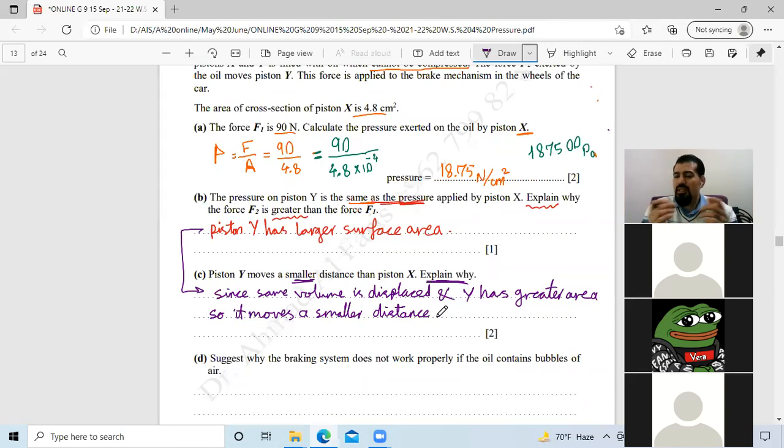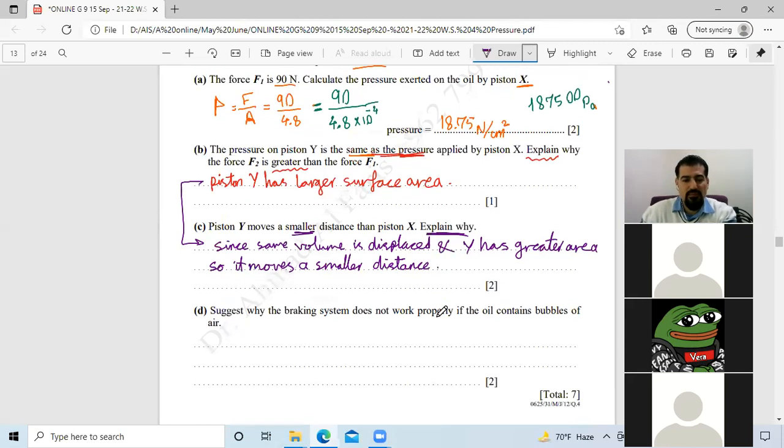If you push piston Y, you need a greater force because it has greater surface area. Whenever the surface area is smaller, you need a smaller force in these hydraulic systems. Okay. Next.